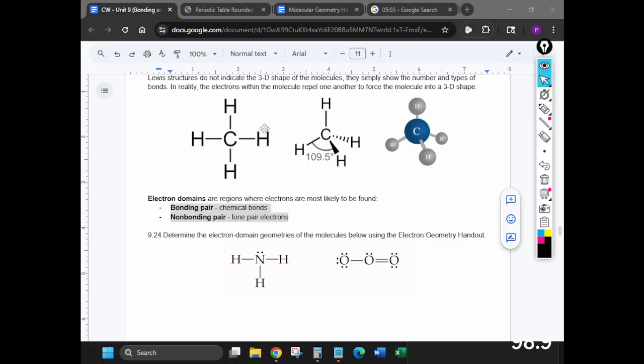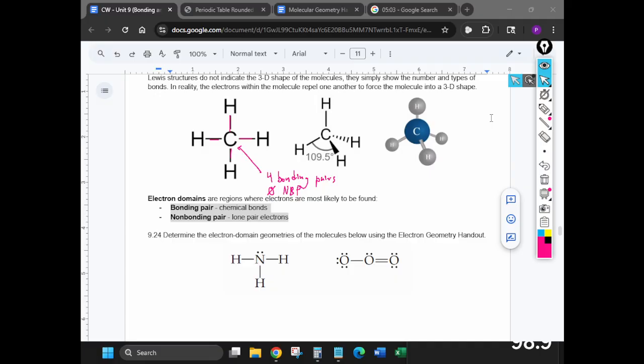So if you take a look at your methane, let's take a look at the central atom, the carbon, right? If you take a look at the carbon, you see how there are 4 connections to 4 different elements, right? So if you look at carbon right here, what we're going to write is that there are 4 bonding pairs. Okay, so 4 bonding pairs. Do you see any lone pairs on the carbon? No, so there are 0 non-bonding pairs. So I'll just write NBP, okay, non-bonding pairs.